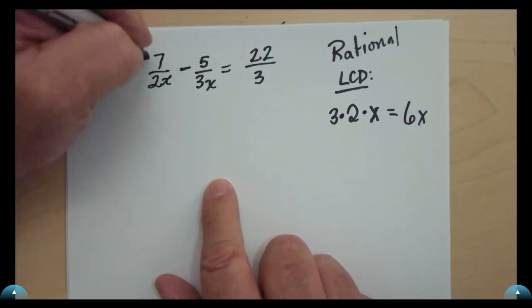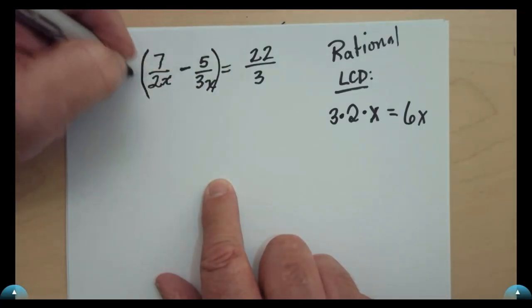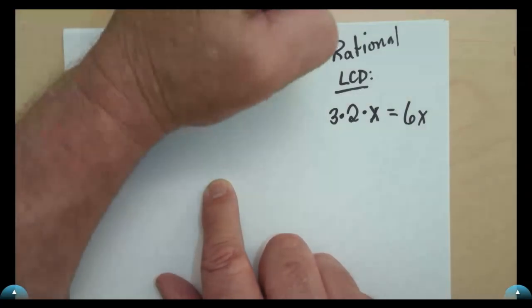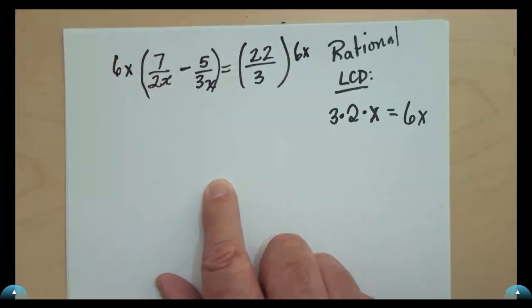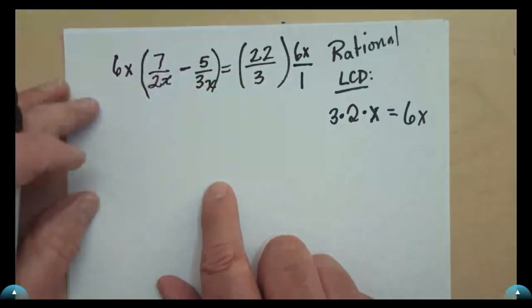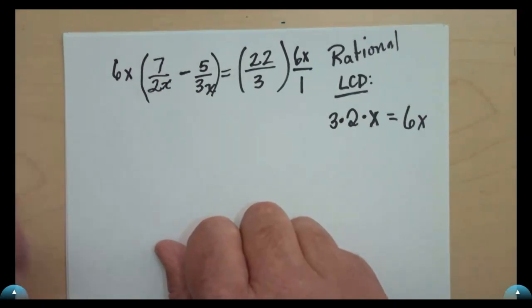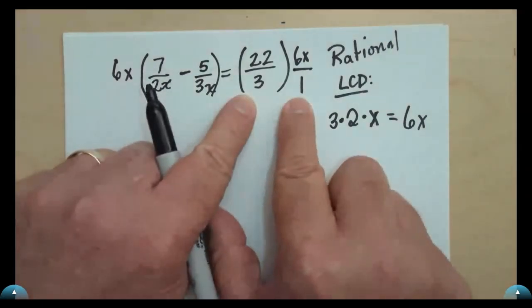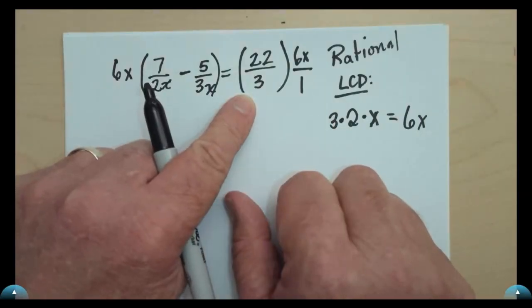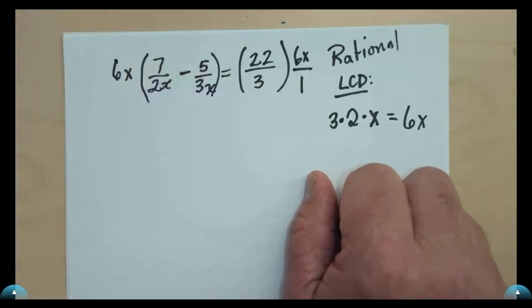And now all we're going to do is multiply each side of this equation times that least common denominator. And this is super easy if we start with the right-hand side, because we don't have to distribute on the right-hand side. So just to see how this works. Remember, when you multiply fractions, we're thinking of this as if we're multiplying the fraction 22 over 3 times the fraction 6x over 1. When you have common factors on top and bottom, you can cancel them.